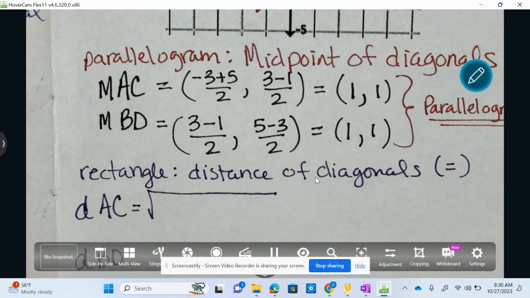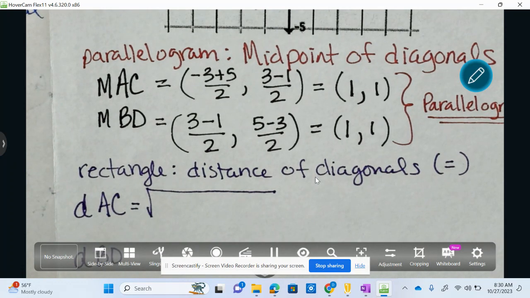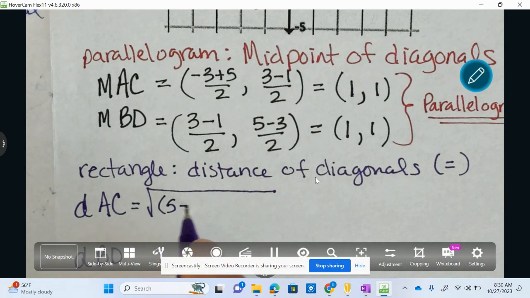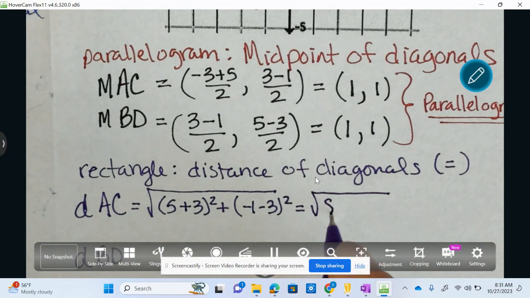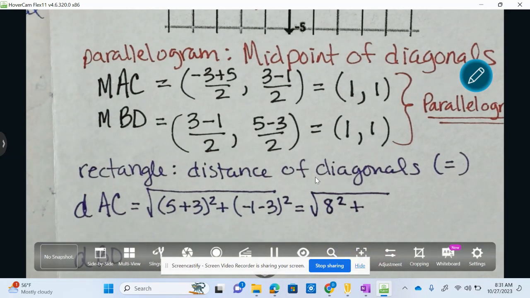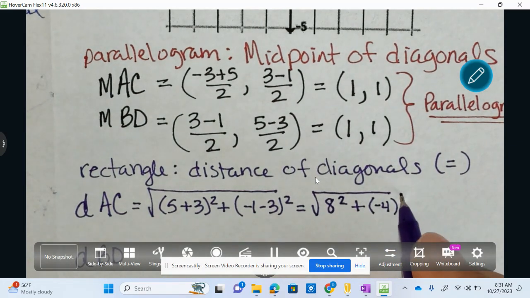All right, distance of AC. Since it's x2, I'm going to do C minus A, right? So X values 5 minus a negative 3. 5 minus a negative 3 becomes plus, the quantity squared. And my Y coordinates, negative 1 minus 3, the quantity squared. All right, so 5 plus 3, well, that's just 8 squared. And negative 1 minus 3, well, that's negative 4. Notice I put that in a parenthesis, squared.